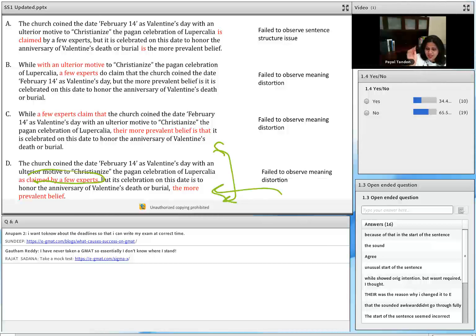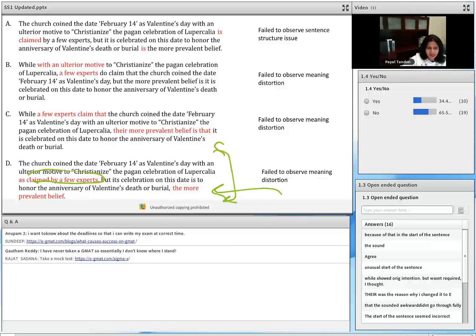So you really have to be very, very critical of yourself as to why you selected an incorrect answer choice, because that is what you're going to take as feedback into the next set of questions that you solve. Because it's very important for you to now know, okay, I made a mistake here. I didn't notice the meaning distortion. Now, why did you not notice the meaning distortion? We've already addressed that. Whether you got all the aspects of the meaning or not. That's the first thing that you really need to do.